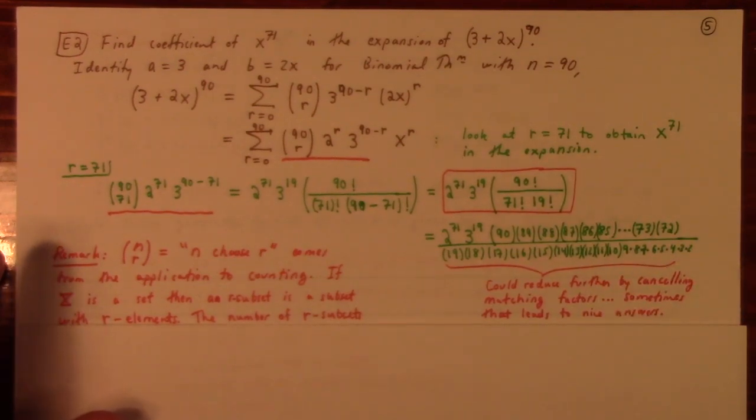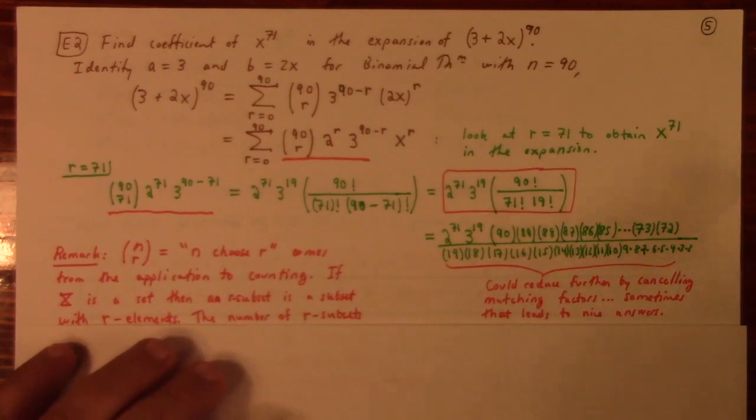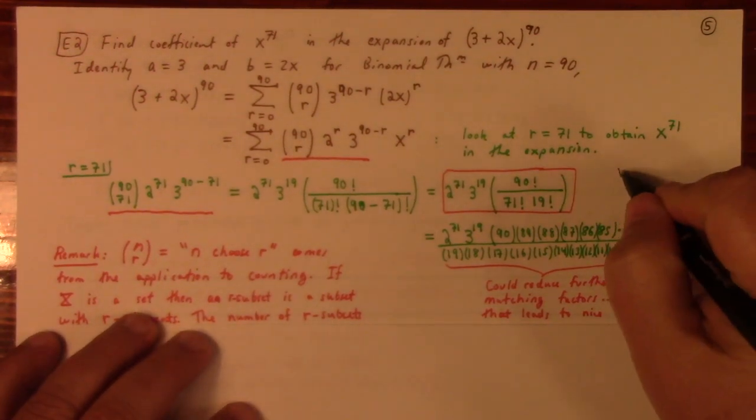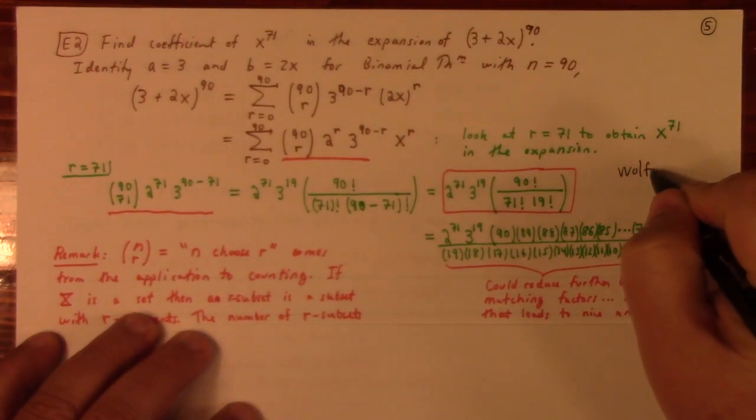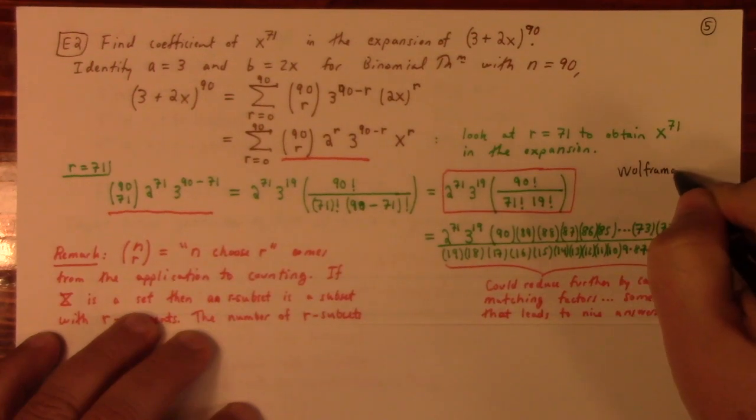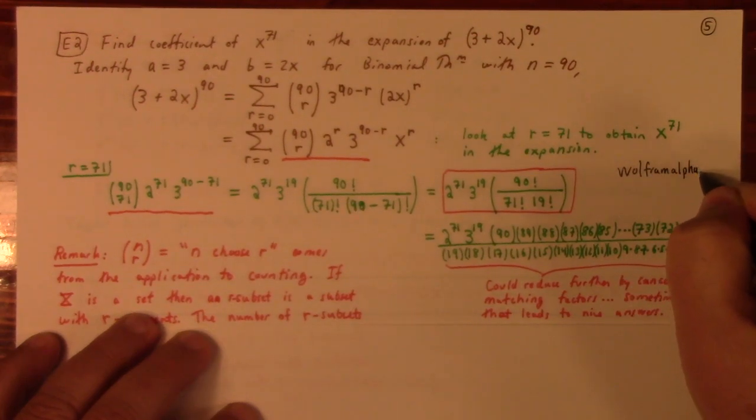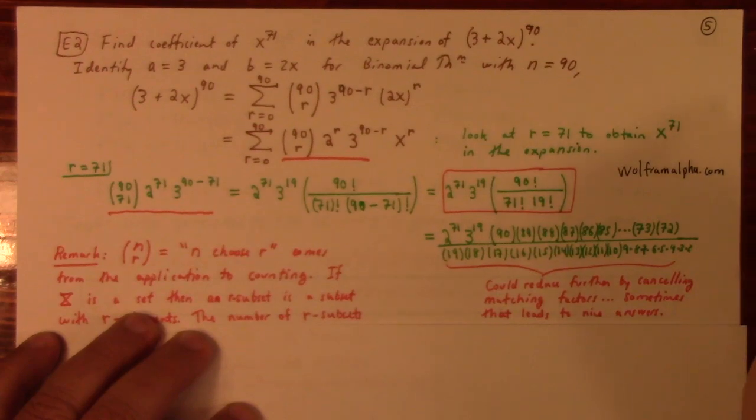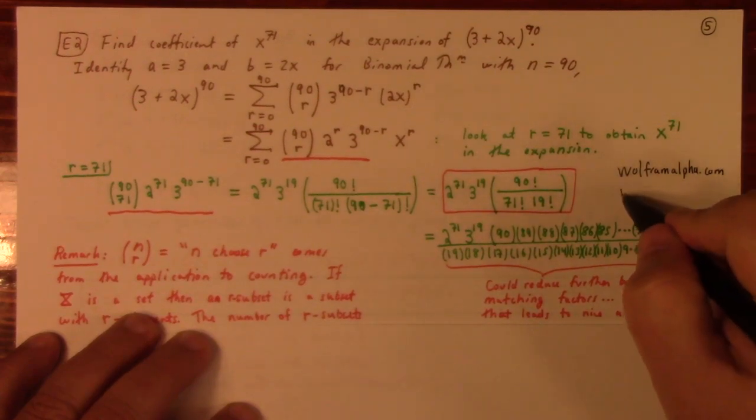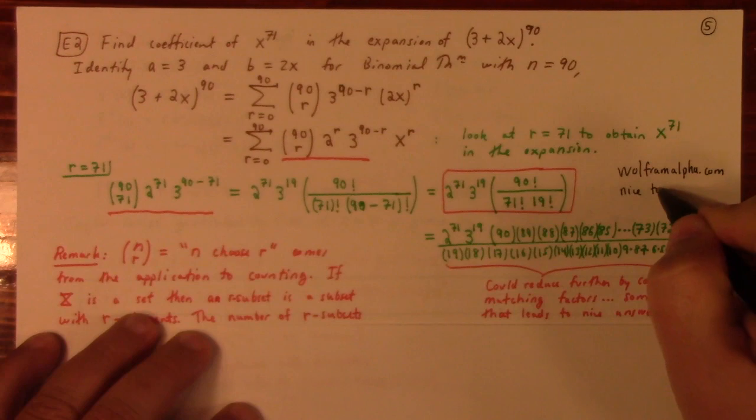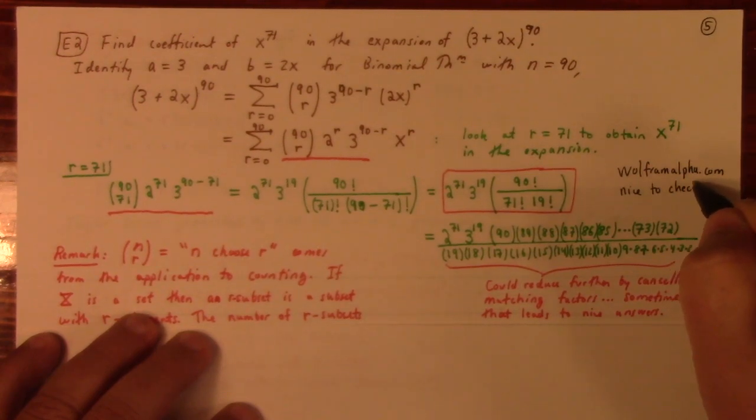I think if you tried to write this in scientific notation, it's pretty big. I haven't tried putting it into Wolfram Alpha, which I don't know if you knew this or not, but you should know this. Wolfram Alpha.com is a great, nice way to check large numerics.